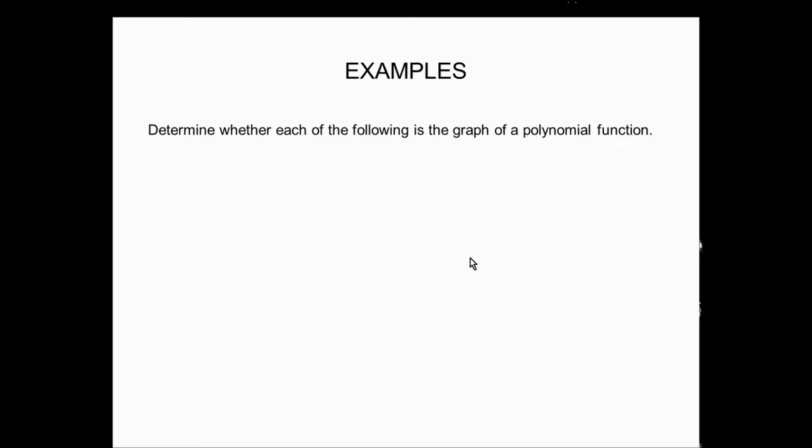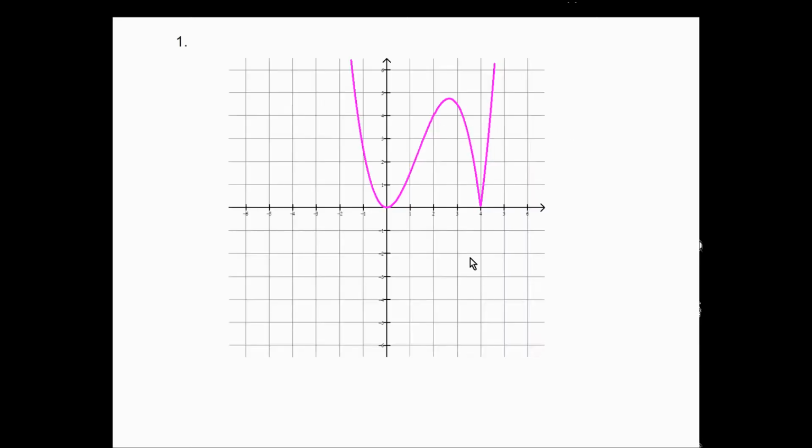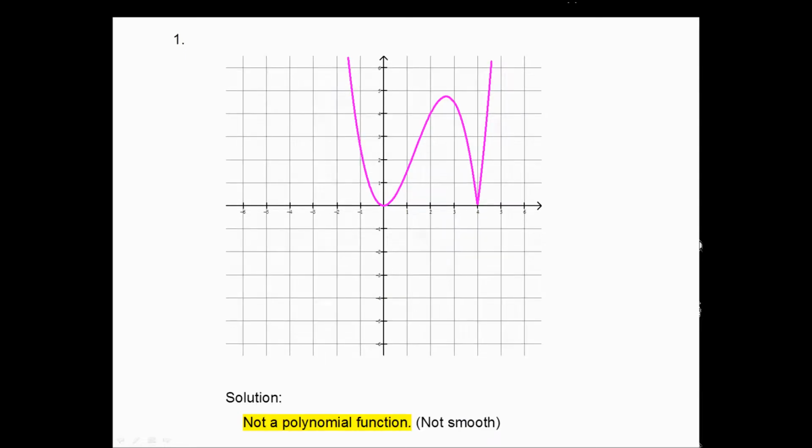So determine whether each of the following is the graph of a polynomial function. Okay, so you're just going to say polynomial, not polynomial. First of all, verify that it is a function. If it's not even a function, it has no hopes of being a polynomial function. Here's our first one. I don't know about you, but I'm looking at this really sharp point at x equals 4. It's not a polynomial. Okay, it is a function, but it's not a polynomial function. So it's not smooth. That's what's wrong with it. Again, the sharp point at x equals 4.